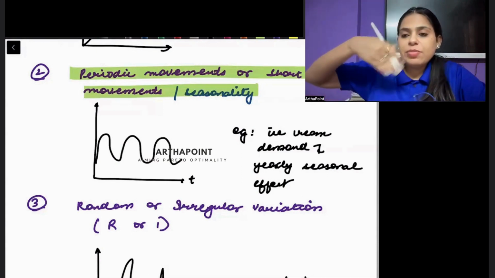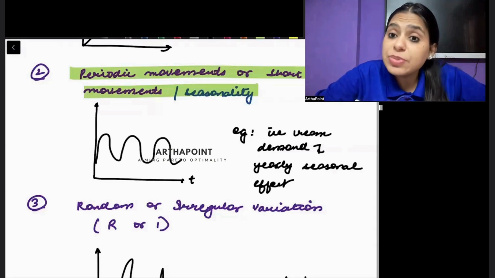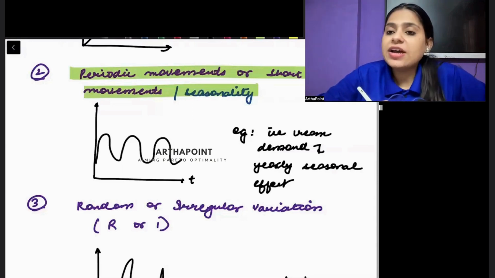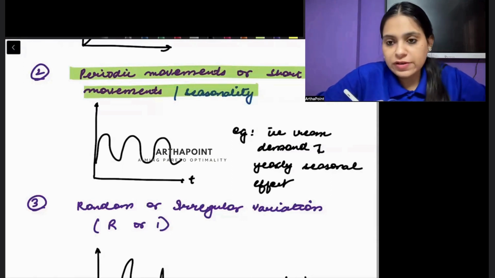So there is a movement that takes place on an annual basis, right? Then this is a periodic movement, right? हर फेस्टिवल के टाइम पे the demand for gold will increase further. Every marriage season the demand for gold will increase.